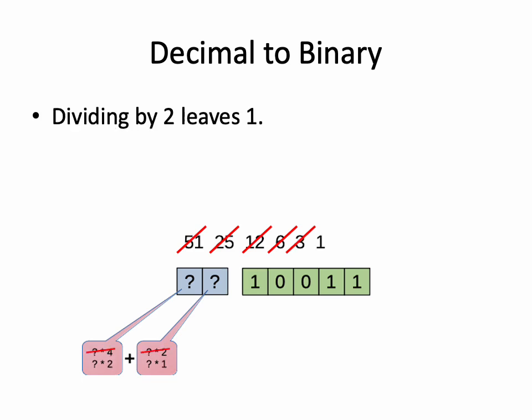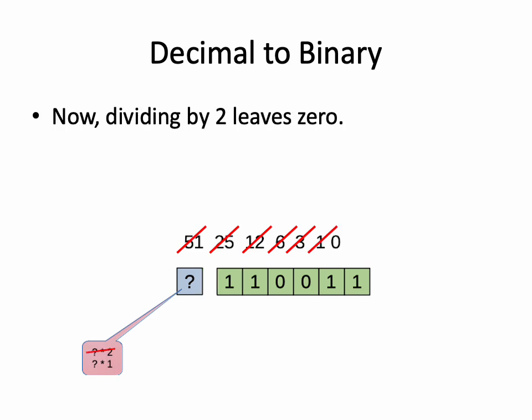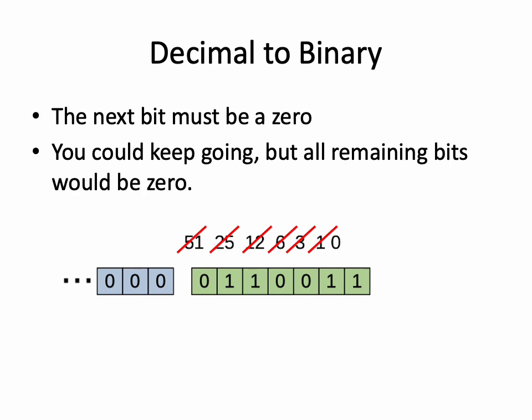Divide 3 by 2, that's going to leave 1, because 1 times 2 plus 1. So that next bit must be a 1. And then finally I have a 1. And when you divide 1 by 2, it's going to leave a 0, so I can stick a 0 in there. And you could keep going because 0 divided by 2 is 0, and the remainder is 0. But all of the remaining bits are just going to be 0. So I could just keep going, which maybe I have to do if I tell you to fill up a certain width, but here we're good. I'm just going to leave it as is.